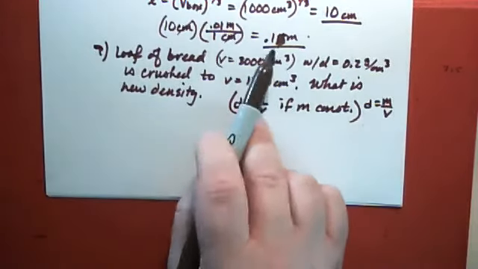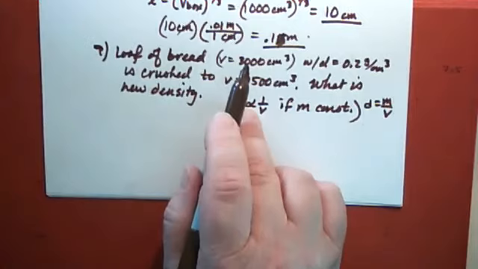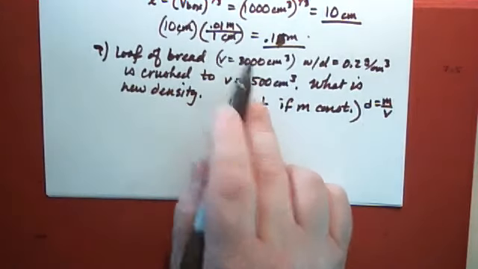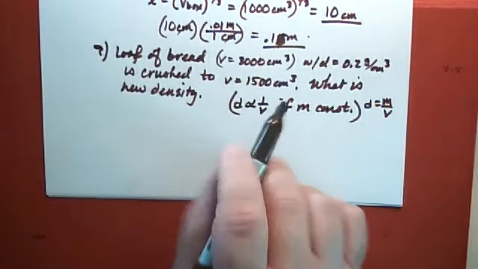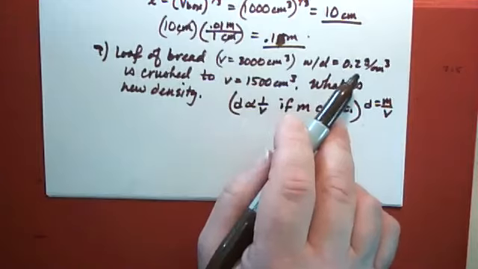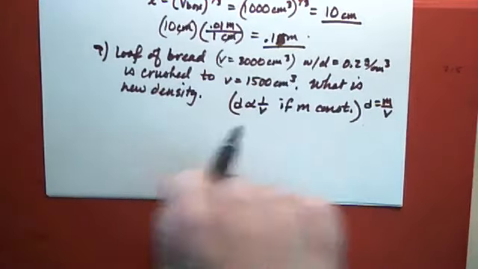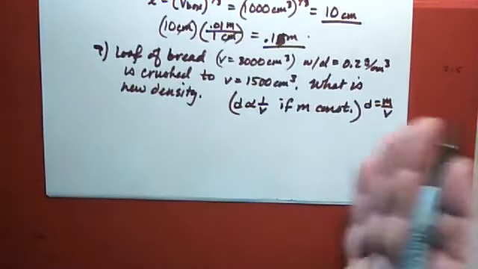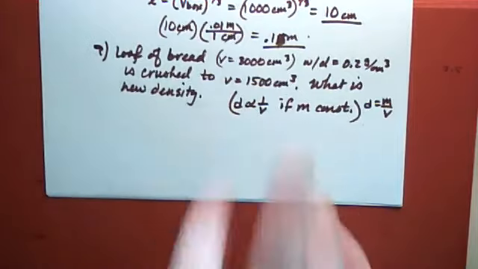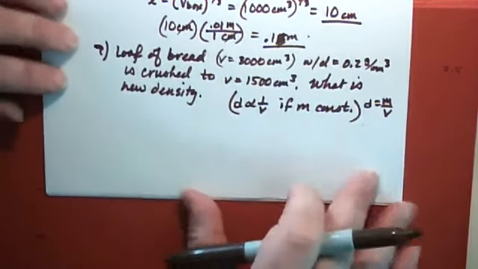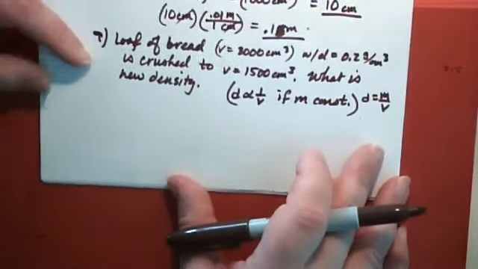Okay, so notice here, the volume went from 3,000 to 1,500. In other words, you cut the volume in half. So the density should be doubled. It should come out to be 0.4. So by this logic, you can kind of reason it out and not even have to go through the math. But let's go through the math just to prove it. It's going to be 0.4.